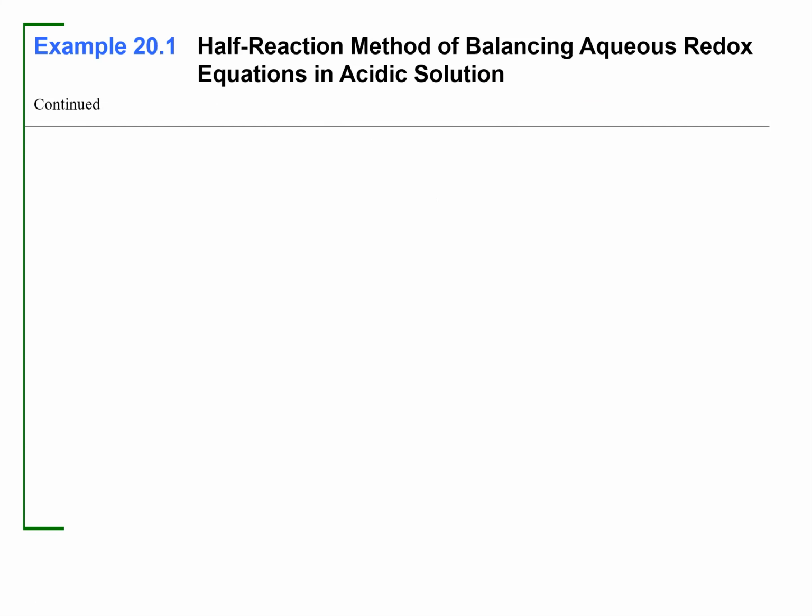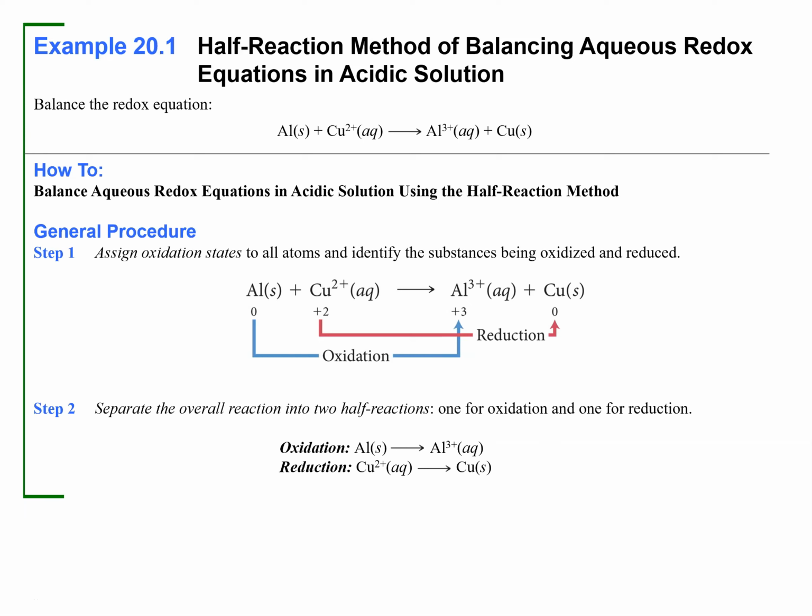This is an animation. Here we go. So, let's balance this reaction as an example. We have aluminum plus copper ions react, forming aluminum cations plus solid copper. So, step 1, assign our oxidation states.